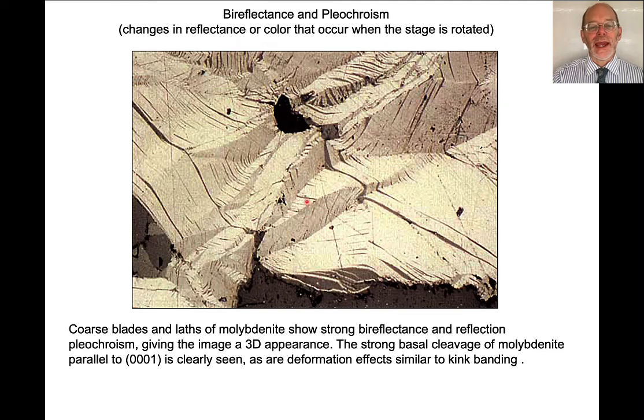Molybdenite commonly has these deformation features to them. So these are little kink folds because it's a highly layered structure. And the kink folds allow you to see that when the mineral is in this orientation, it's darker, and in this orientation, it's lighter. So if we rotate the stage, we would find that the light areas gradually become darker and the darker areas gradually become lighter. That's an example of bireflectance.